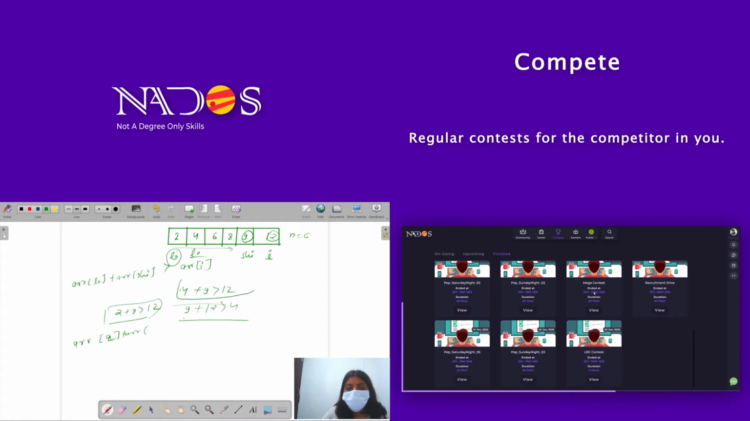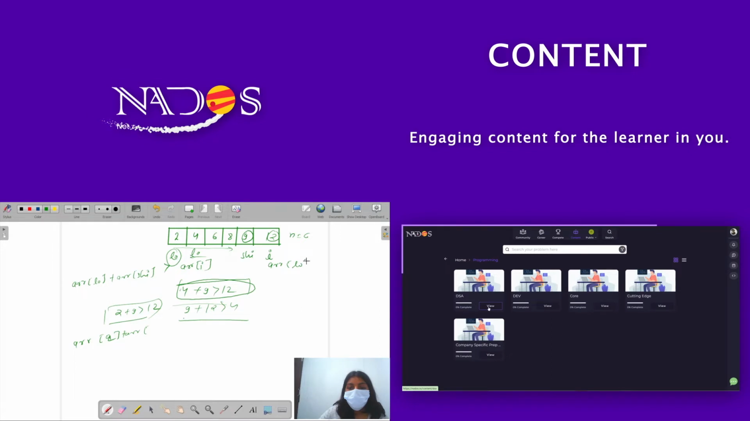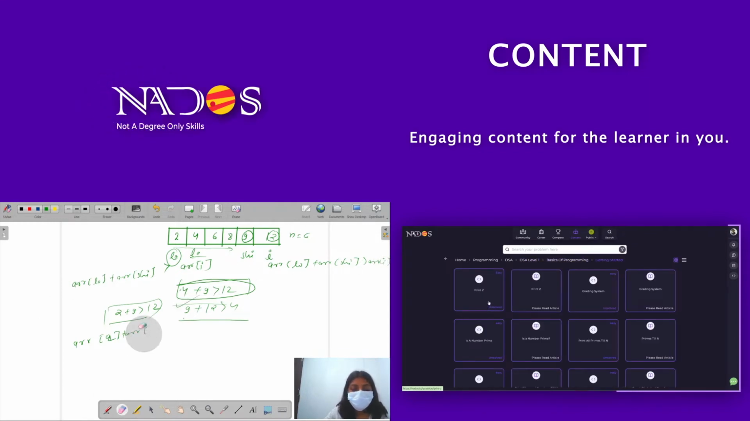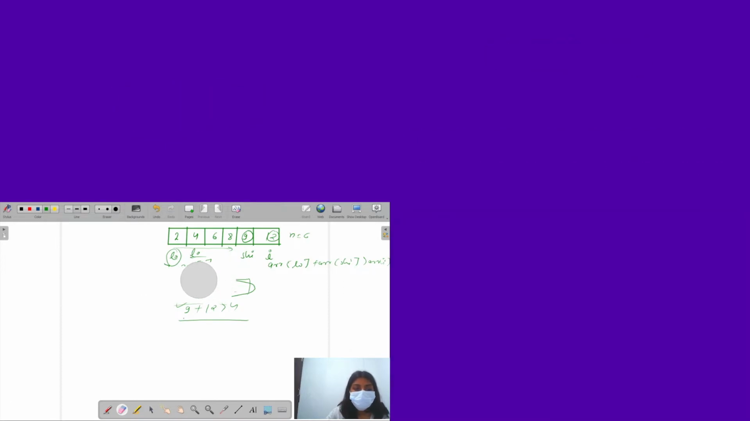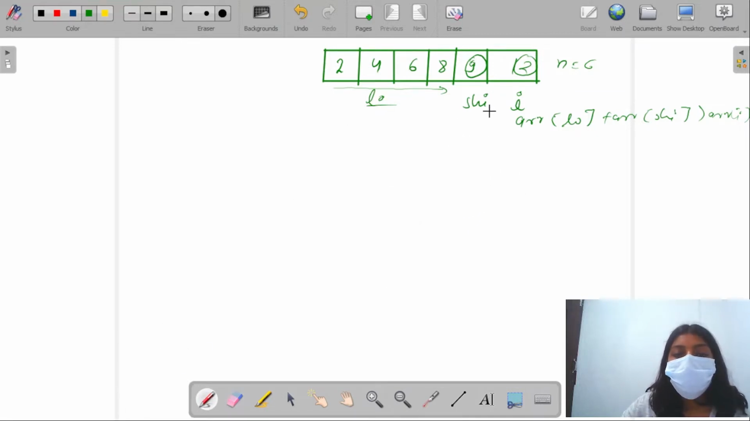I am set. If this condition is satisfied, that is, if arr of low plus arr of high is greater than arr of i, then I don't have to check this condition. Why? Because see here. Let me erase this first. This is my second highest. This is my highest. I have fixed these two sides, and I have checked if arr of low, that is 4, plus 9 is greater than 12. Yes, it is greater than 12.